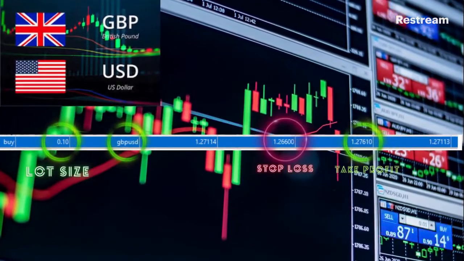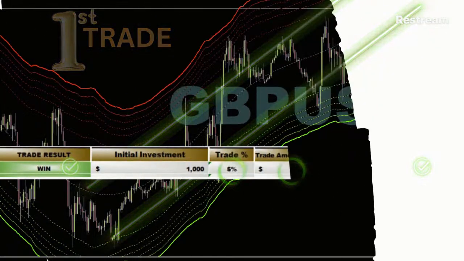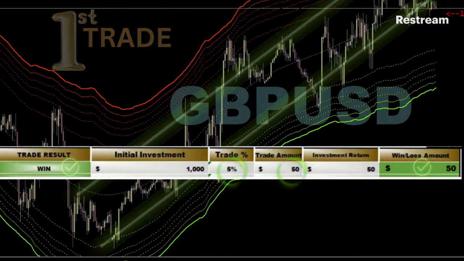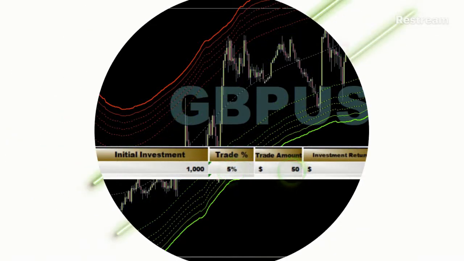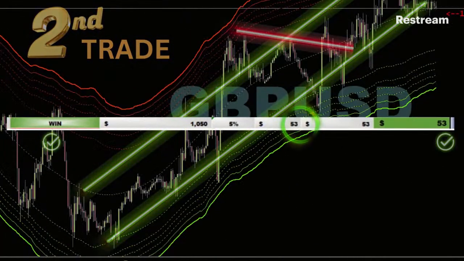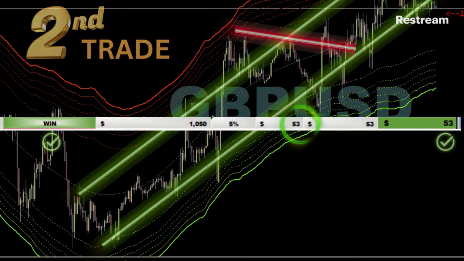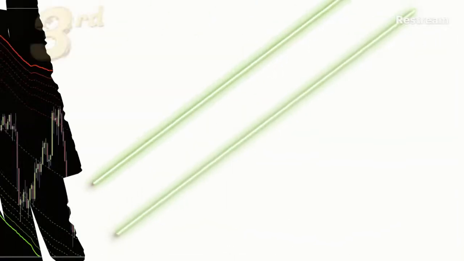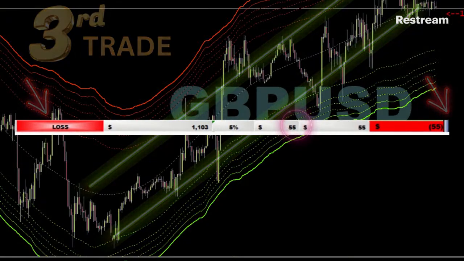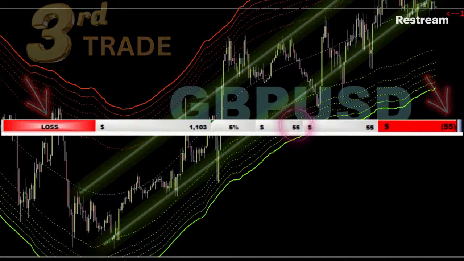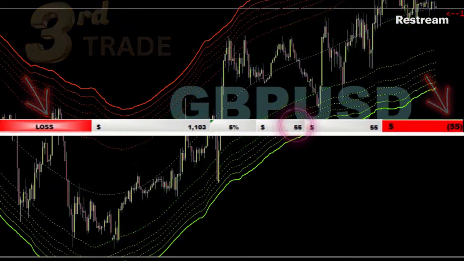Here's how the trades unfolded. First trade, the trade amount was $50, 5% of $1,000. It was a winner, so I made a $50 profit. Second trade, the next trade amount increased to $53 due to the win. This was also a winner, giving me $53 in profit. Third trade, the trade size increased to $55, but this one ended in a loss, costing me $55.